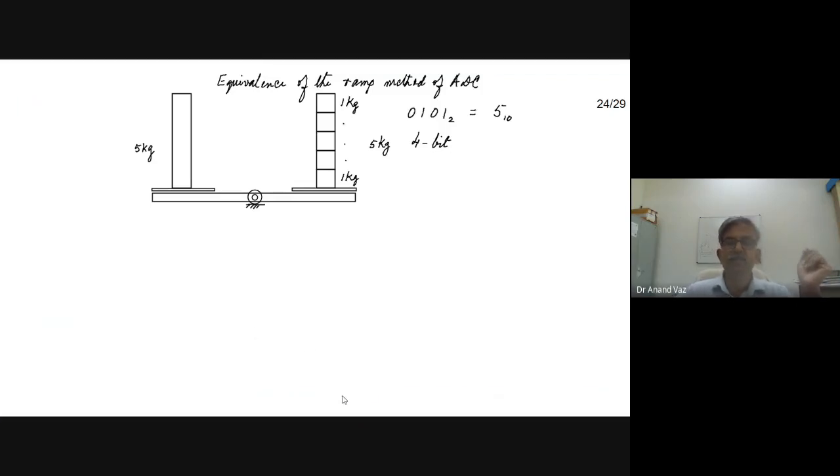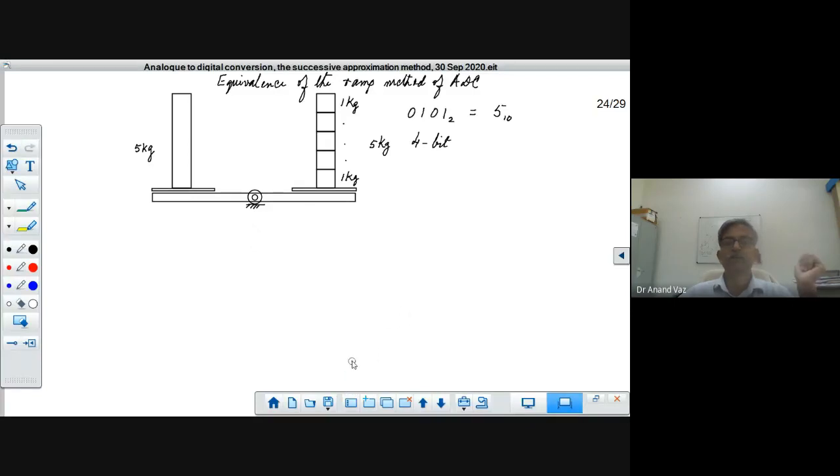So there is such a method, and that method is actually called a successive approximation method. It's a method of successive approximation for analog to digital conversion. Now, in that method, what we do actually is something like this. Let's say we have this 5 kgs here, but we want to understand this representation. So we know that we have 4 bits, and in this digital representation, we will provide weights.